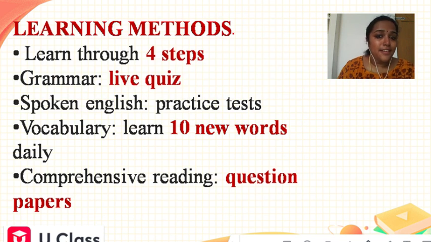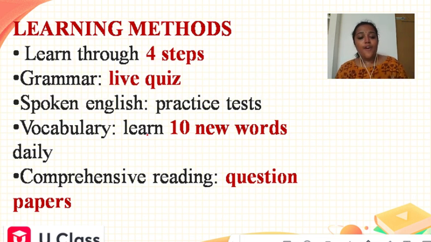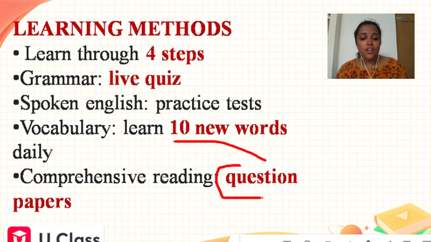So these are the learning methods. This is how we are going to learn English, through just 4 steps. You can learn grammar through a live quiz, and for learning spoken English you will have different practice tests. You should practice a lot in order to improve your language. This practice test will be available to you in our study group. Daily practice tests will be there, and for the vocabulary section we will have 10 new words daily. Our comprehensive reading section will be based on previous question paper discussion. So that's all about my learning methods.